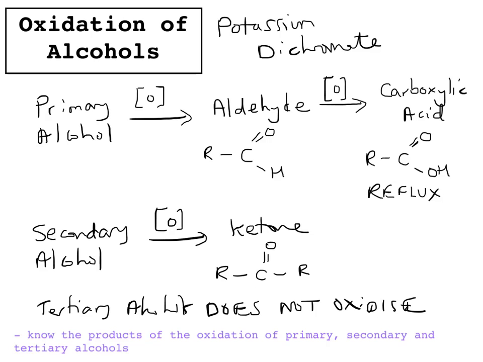Secondary alcohols only oxidize once and they form ketones, and then primary alcohols will oxidize twice. In the first instance you will make an aldehyde, and then once oxidized again you'll make a carboxylic acid. As I said, potassium dichromate can be used to do these oxidations.